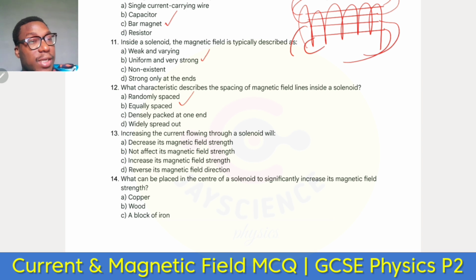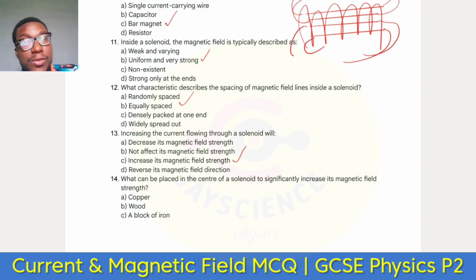13. Increasing the current flowing through a solenoid will do what? Well, it will increase its magnetic field strength. So for a solenoid, if you want to make the magnetic field strength stronger, all you have to do is increase the number of turns or increase the current. Those are the two options.